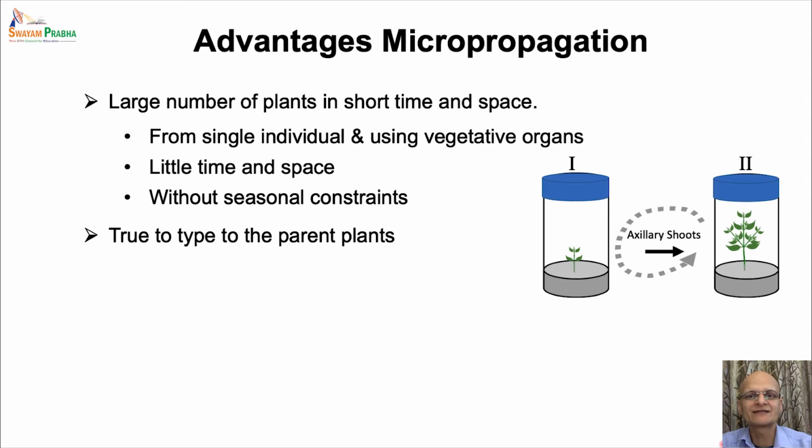Micropropagated plants are genetically homogeneous. That is, these are more or less true to the type of the parent plant. These are the clones of the parent, and all the features of the parent or the mother plant would be maintained in the progeny too.